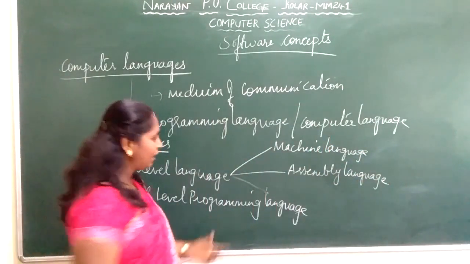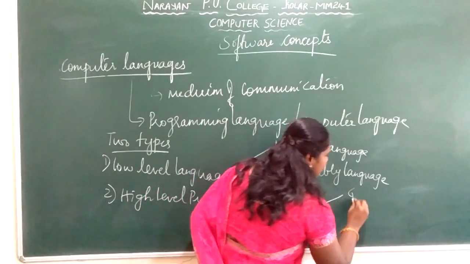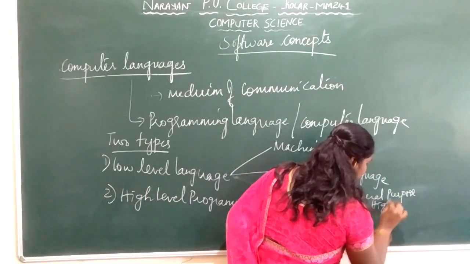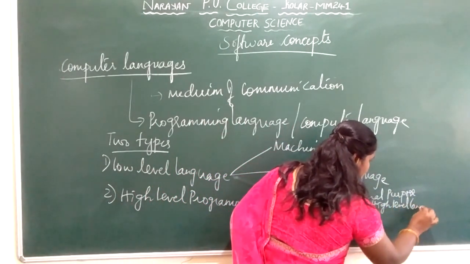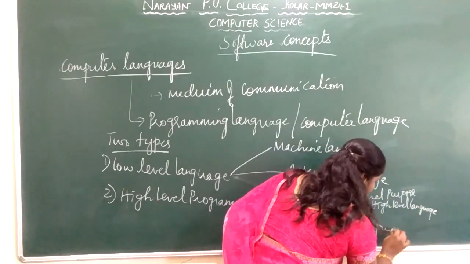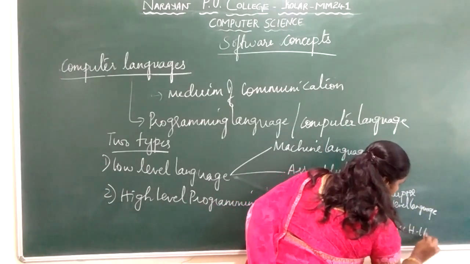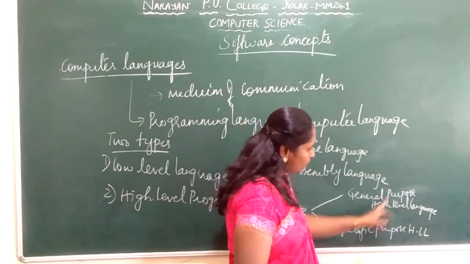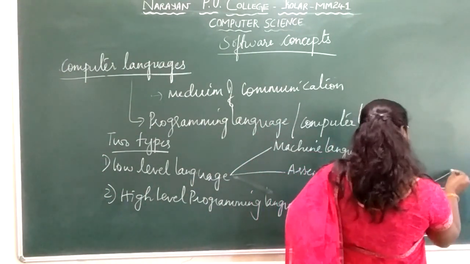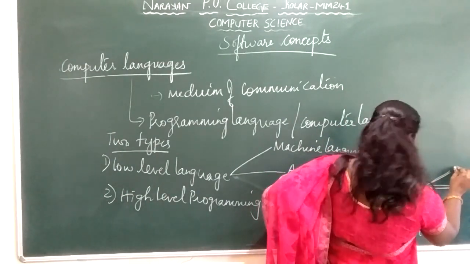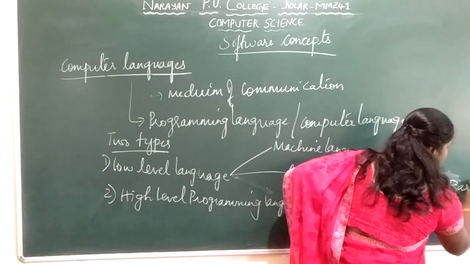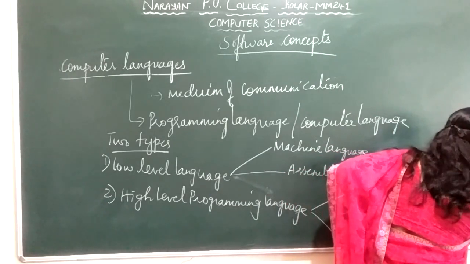Here, your high level programming language is classified into two types: one is general purpose high level language, second is specific purpose high level language. The general purpose high level programming language makes use of BASIC, Pascal and C languages.